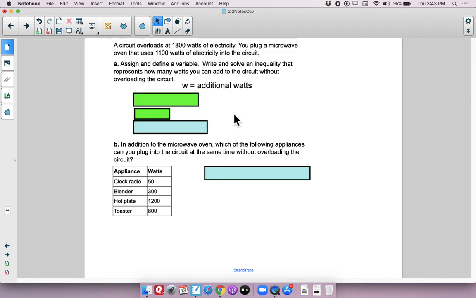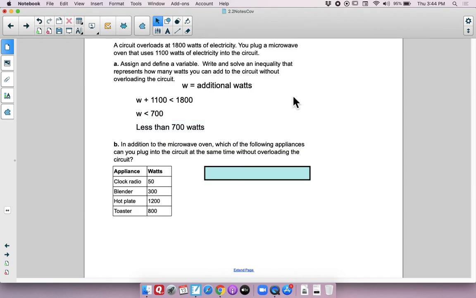Well, we know that it overloads at 1800, right? So 1100 plus W would overload it, right? So we've got to have W plus 1100 to be less than 1800. And then solving it, obviously, we're going to add negative 1100 to both sides, or subtract 1100, whatever you want to think of it. And we know we have to label our answers for word problems: less than 700 watts.